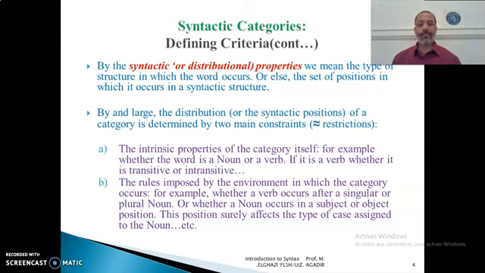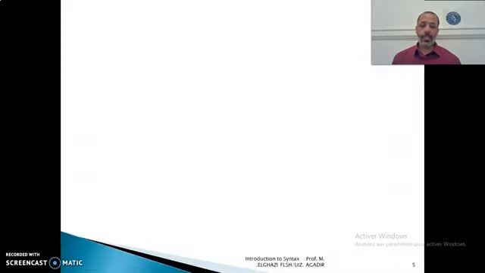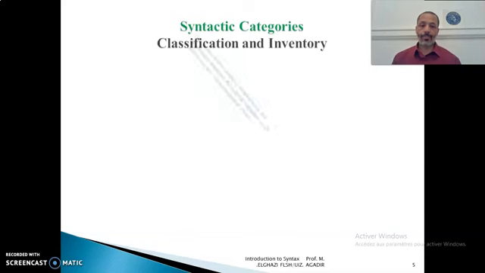This position surely affects the type of case that is assigned to the noun or pronoun. For example, a subject pronoun occurs all the time in a subject position. An object pronoun occurs all the time in an object position, and they are not allowed to change their positions according to the rules of the language.